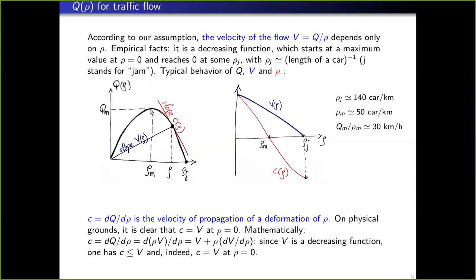Rho m, which is the maximum flux, is obtained for a density of cars of 50 cars per kilometer. So it means the cars are separated by 20 meters, which is not huge. And indeed, it's natural, because the corresponding value of V, which is Q of rho, is only 30 kilometers per hour. So it's quite small, actually. That's the order of magnitude.